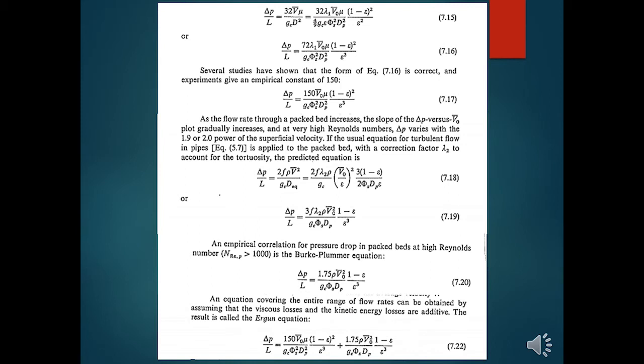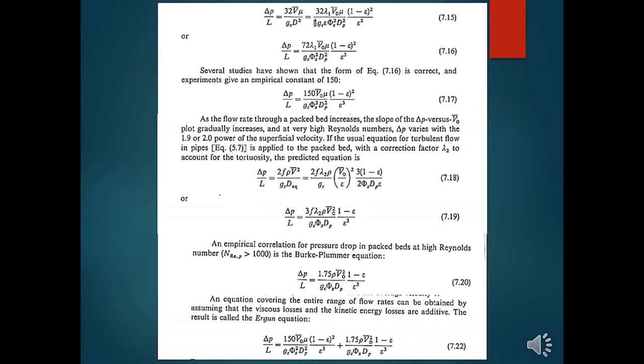So when we substitute our previous equation for D equivalent into the Hagen-Poiseuille equation, we get the expression as delta P by L equal to 150 V0 mu times (1 minus epsilon) the whole square by phi s square dp square into epsilon cube. This equation is also known as the Kozeny-Carman equation, and it is found useful for Reynolds number less than 1, which is normally obtained in the Stokes law regime.